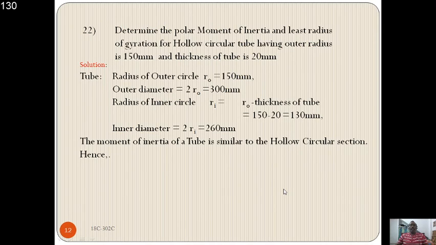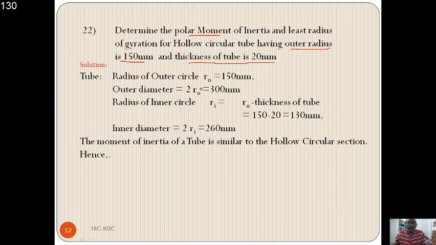Similarly, determine the polar moment of inertia and the least radius of gyration for a hollow circular tube having an outer radius of 150 mm and a thickness of tube of 20 mm. So in this particular case, he has given two diameters or two radii indirectly. For the hollow circular tube, he has given the outer radius as 150 mm and the thickness of the tube as 20 mm. Then substitute the values to obtain the polar moment of inertia.